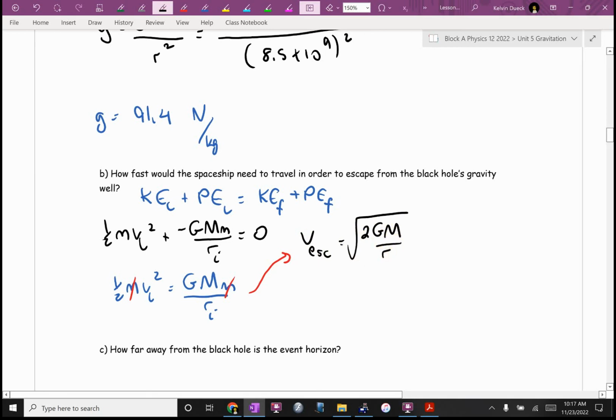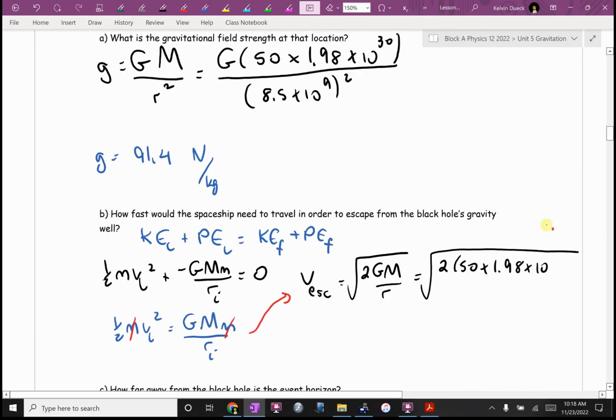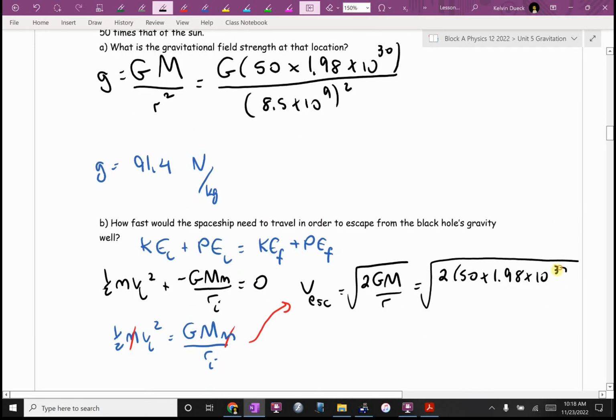Just make sure you don't accidentally put the mass of the Earth as a habit, because you've done that fairly often. Let's plug in our numbers. It's going to be the square root of 2 times 6.67 times 10 to the minus 11, times 50 times 1.98 times 10 to the 30th, right? All over 8.5 times 10 to the 9th. No squared here.